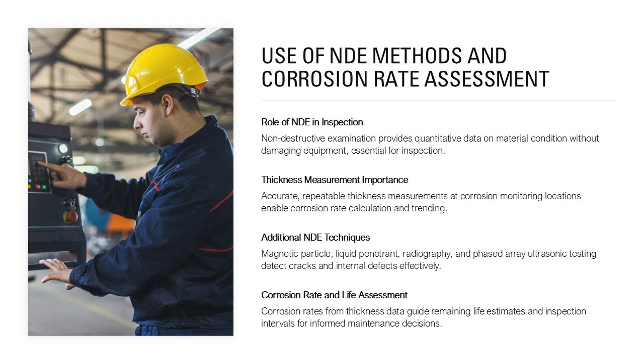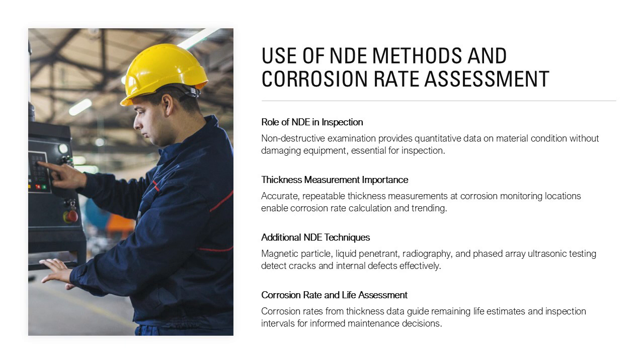API 510 requires thickness measurements to establish corrosion rates and remaining life, while API 572 provides guidance on selecting and applying appropriate NDE techniques. Ultrasonic testing is the most commonly used method for measuring wall thickness and detecting internal corrosion or erosion. Thickness measurements should be taken at established corrosion monitoring locations and at any areas showing visual signs of deterioration. Measurements must be accurate, repeatable, and properly documented to allow meaningful trending over time.